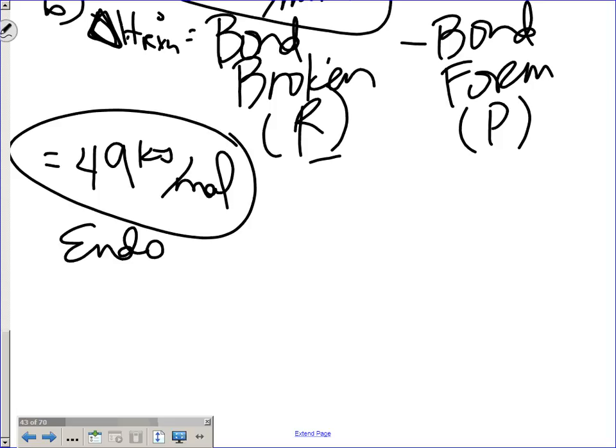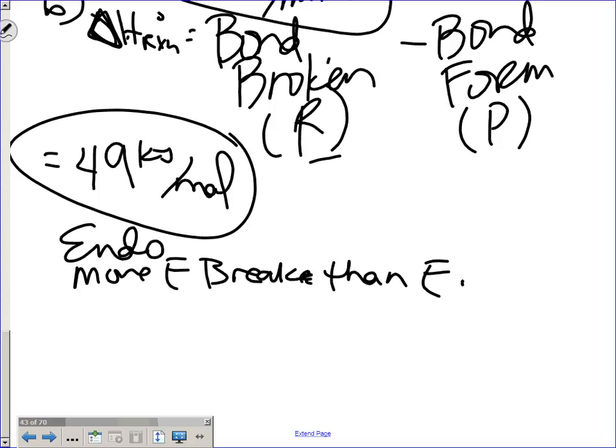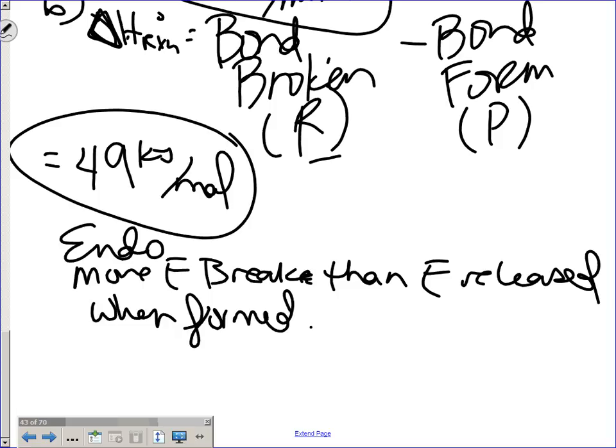So more energy to break bonds than to release when bonds are formed, right? Yeah. So more energy to break bonds than energy released when bonds are formed. I'm abbreviating here a little bit. So in that case, more energy is going into the reaction than coming out of the reaction. How does that relate to temperature change? More energy is being sucked into the reaction and consumed and used up. The surroundings should get colder.